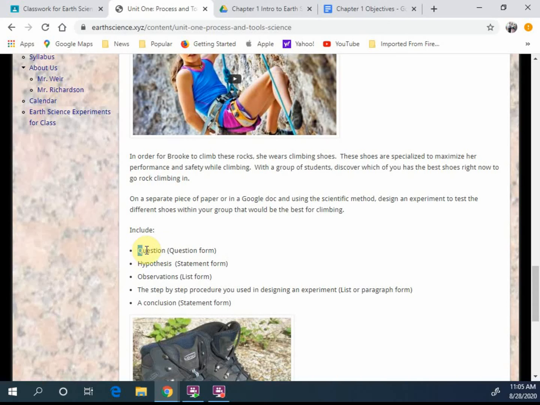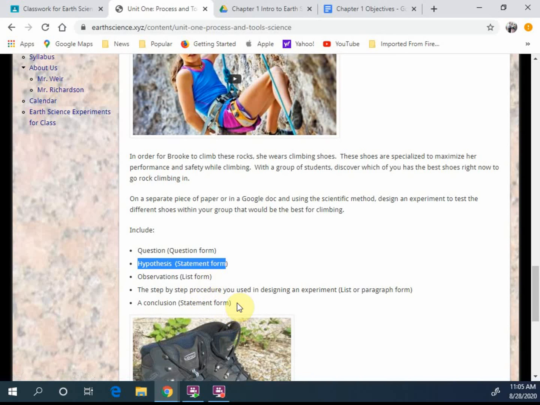You're going to create, again, a question. The question should be, I wonder whose shoe is the best for rock climbing. Then you hypothesize: I think Joe's shoe is the best because it has X patterns on the grip. This is all by example. Observations: you test it. Did it work? Did it not? Then you write down your steps of how you went through it and whether or not your hypothesis was correct, and then adjust accordingly to make your final conclusion of which one was best and why.